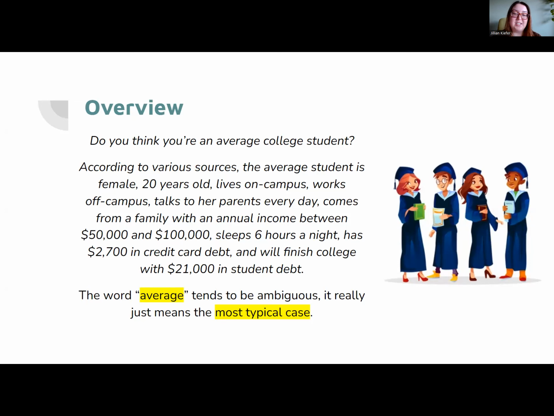So, the word average tends to be a little bit ambiguous. It really just means the most typical case in certain scenarios. So, in this case, we're talking about the most typical, the most common kind of situation to occur, which is the most common college student. So, it's not necessarily a mathematical average, it is just the most typical case.